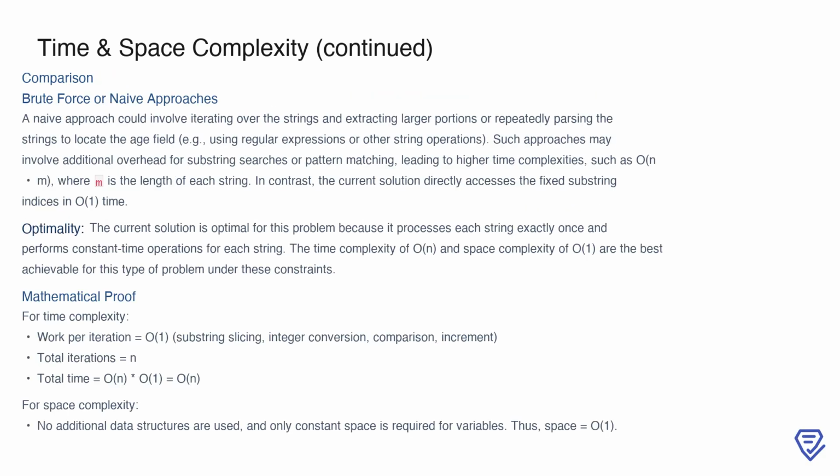Finally, let's compare this solution to potential brute force or naive approaches. A less efficient method might involve repeatedly processing the strings to locate the age field, such as using regular expressions or searching for patterns. These approaches would introduce extra overhead, such as substring searches or pattern matching, which could increase the time complexity to O(n*m), where m is the length of each string. In contrast, our solution directly accesses the fixed substring indices in O(1) time, making it far more efficient.